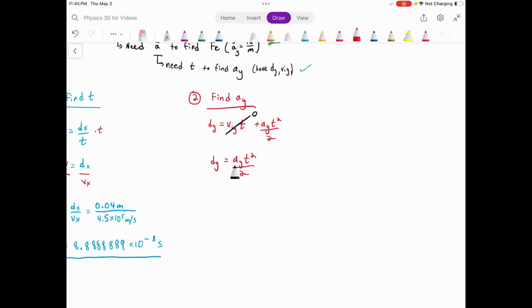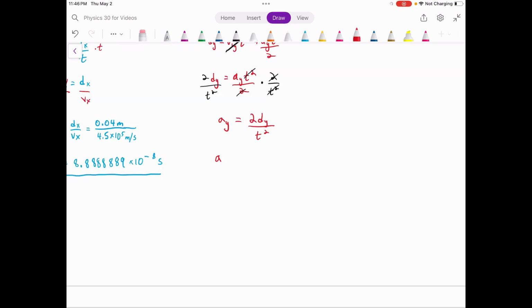So that leaves us with this. Let's now solve it for the acceleration. So we'll multiply by 2 because it's being divided by 2, and then divide by t squared because it's being multiplied by t squared. So we'll cancel those out. What we do to one side, we must do to the other.